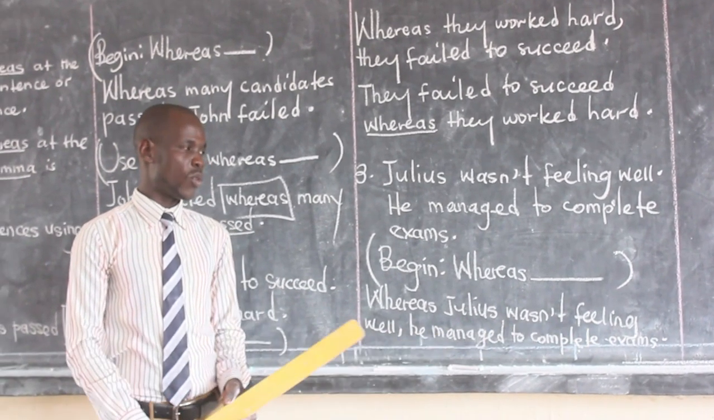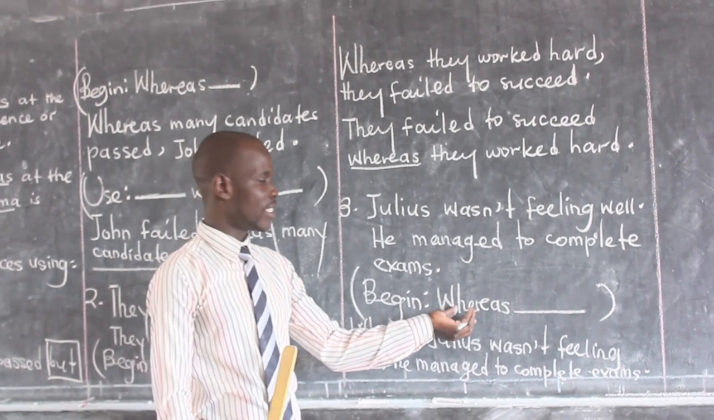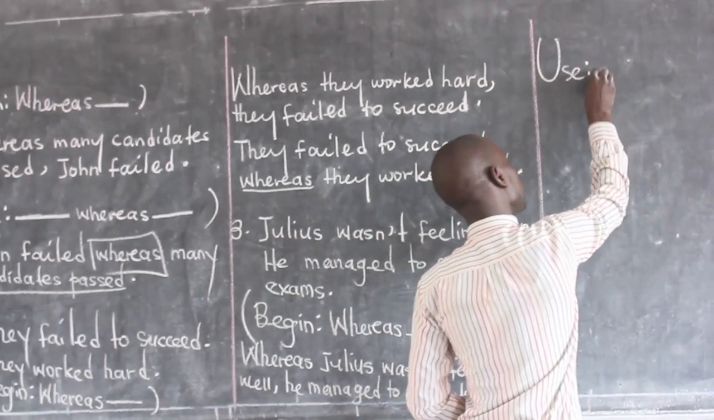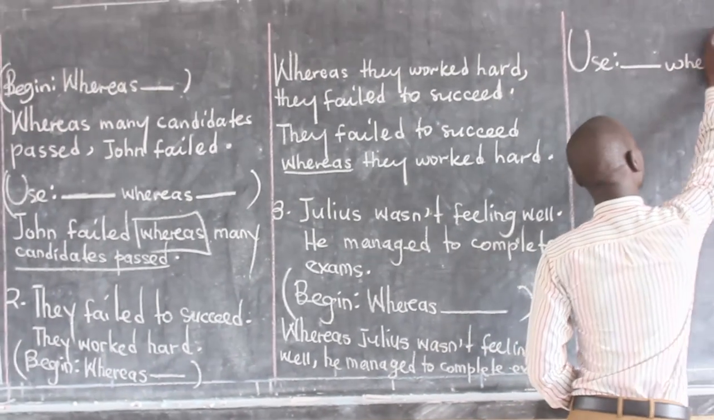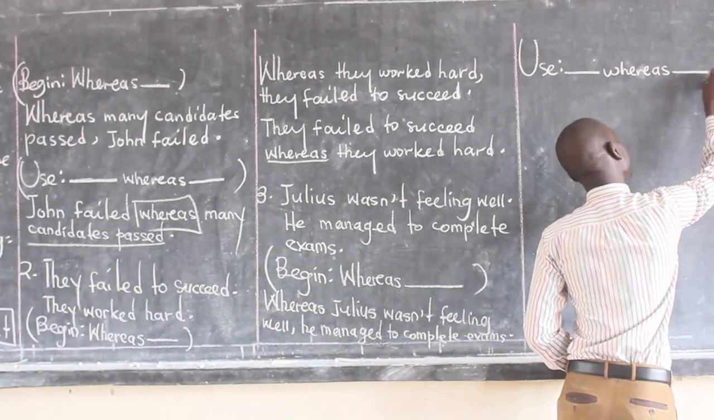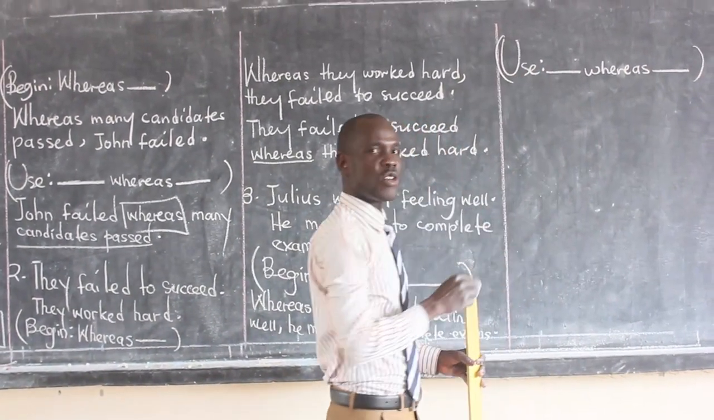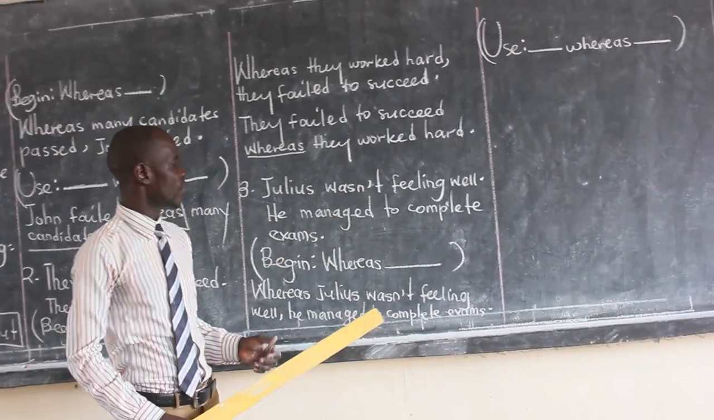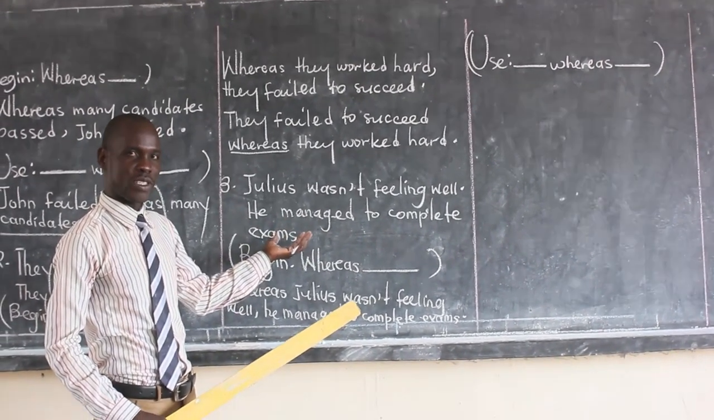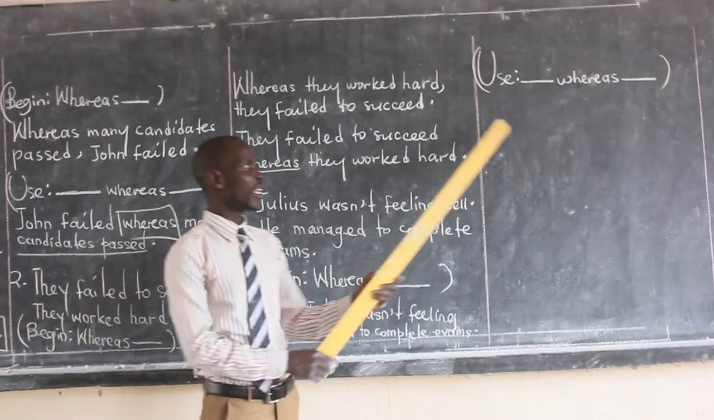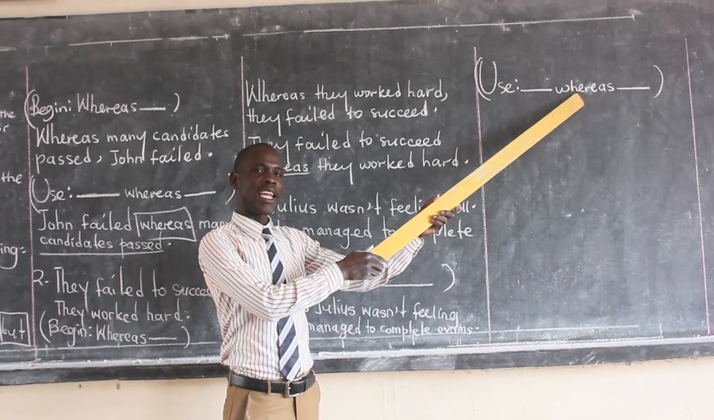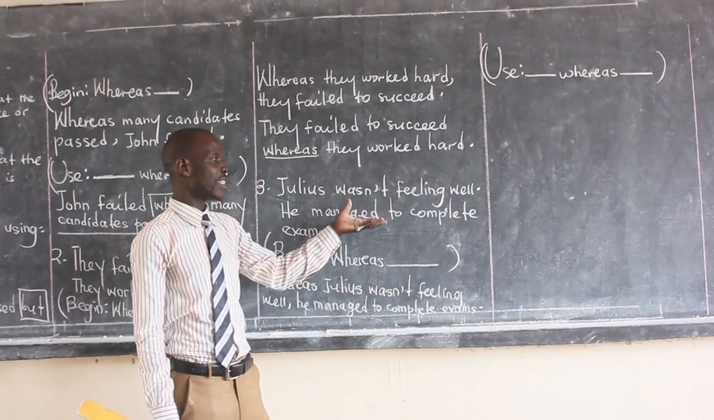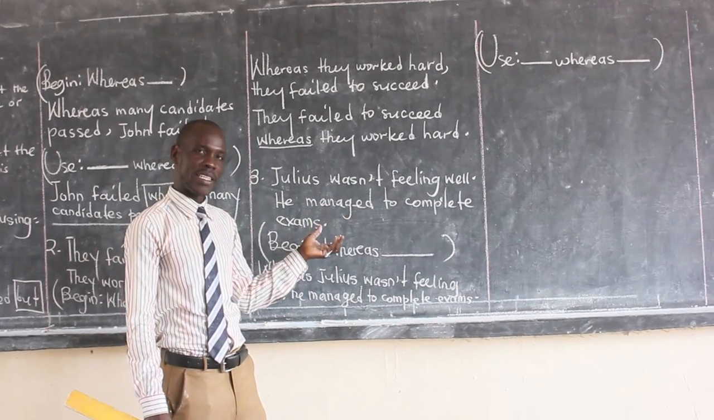Let us see the other way around. When we use whereas in the middle of the sentence. So we say, use whereas. We are now using it in the middle. We are given Julius wasn't feeling well. He managed to complete exams. Like I said, when we are using it within the sentence, we shall now begin with the second action. Which second action, according to our sentences here, is managing to complete exams.